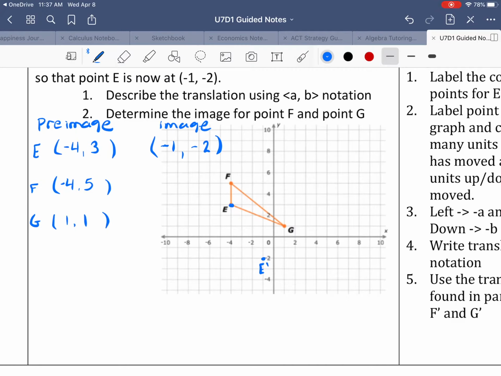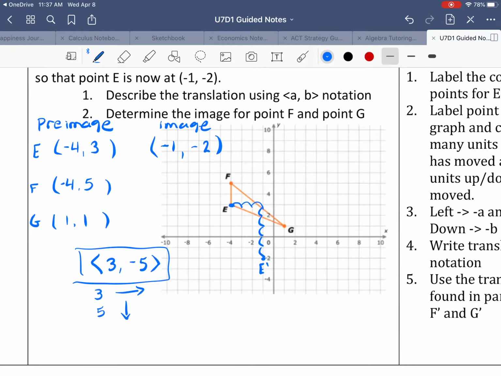So one way we can do this is actually just to count. We're going to go over 1, 2, 3 units in the positive direction, and then we're going to go down 1, 2, 3, 4, 5, which means our rule is going to be a positive 3, and then a -5, right? You're going to go 3 right and 5 down. So that's our rule. Describe the translation using A-B notation.